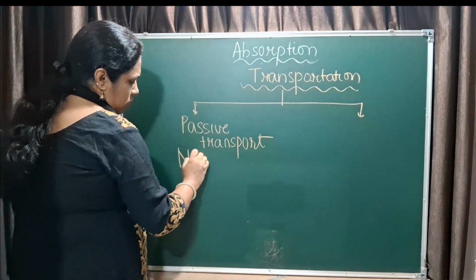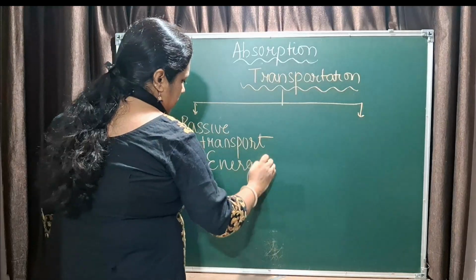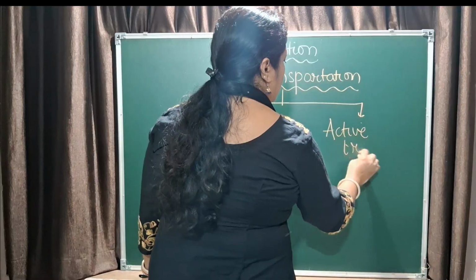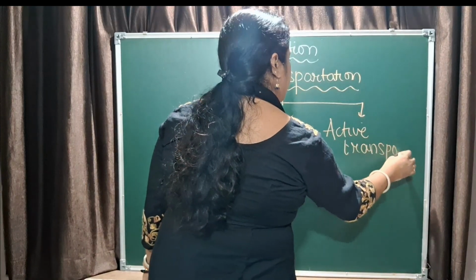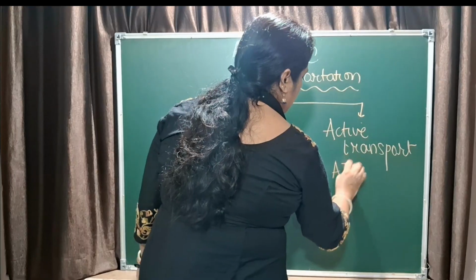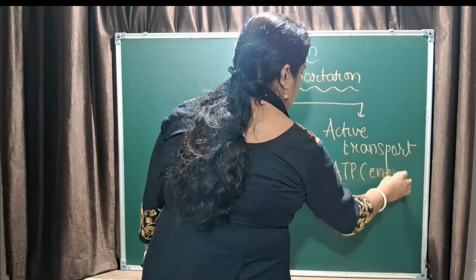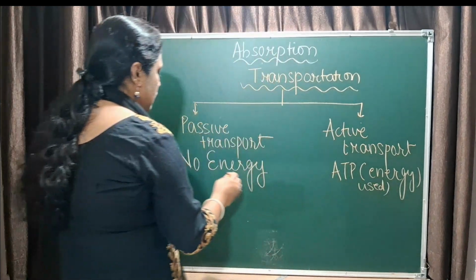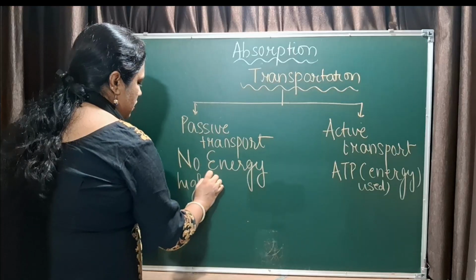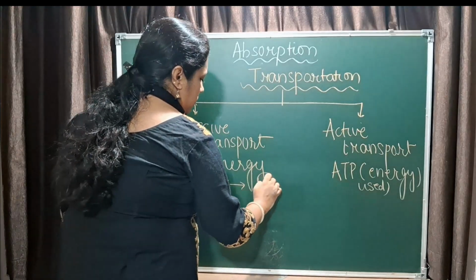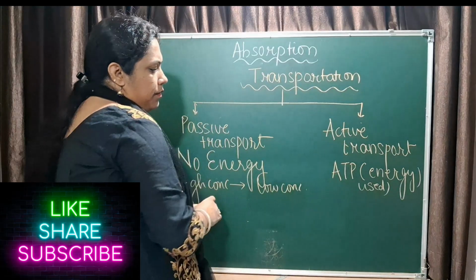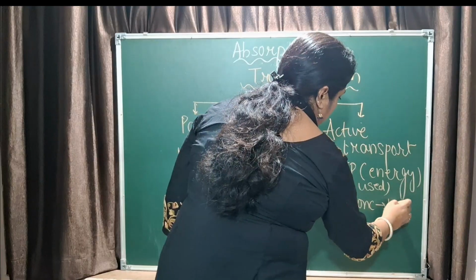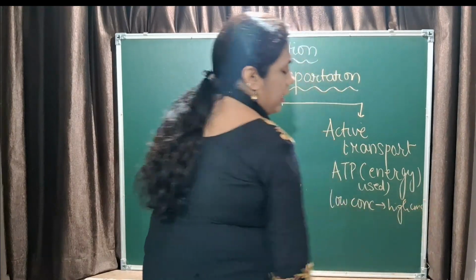There is no energy involved. But when you talk about active transport, here you have the expenditure of energy. ATP, that is energy, is used. Here the movement in passive transport is always from higher concentration to lower concentration, but in active transport you have the movement from lower concentration to higher concentration by expenditure of energy.